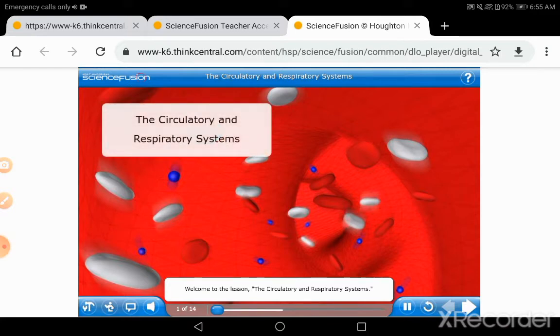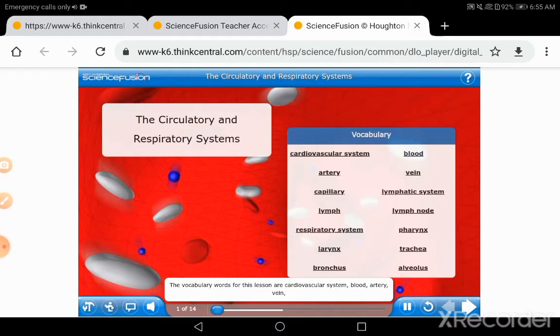Welcome to the lesson, the circulatory and respiratory systems. In this lesson, you'll investigate two extremely important body systems, the circulatory and respiratory systems. Your body needs oxygen and nutrients to grow and function. The circulatory system delivers these substances to every cell in the body. It also removes waste from the body and helps the immune system fight illnesses and disease. The respiratory system works in concert with the circulatory system to deliver oxygen to the blood and remove waste products.